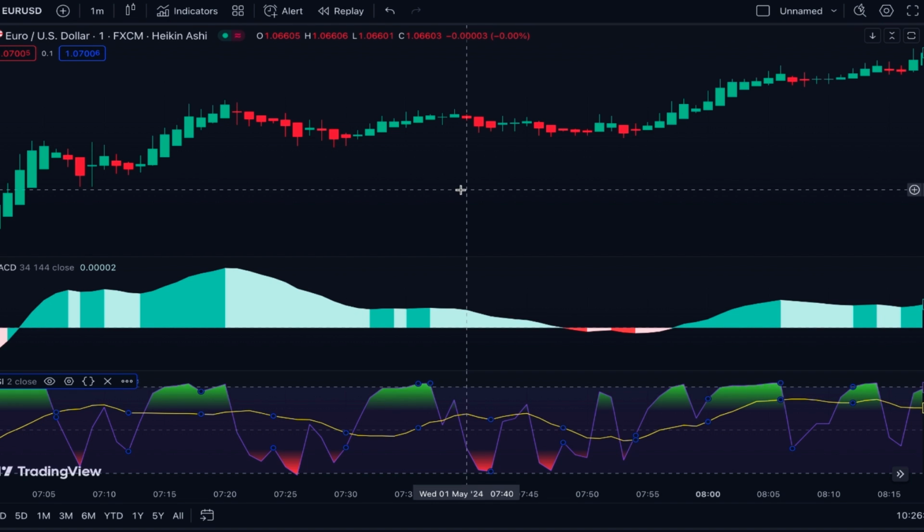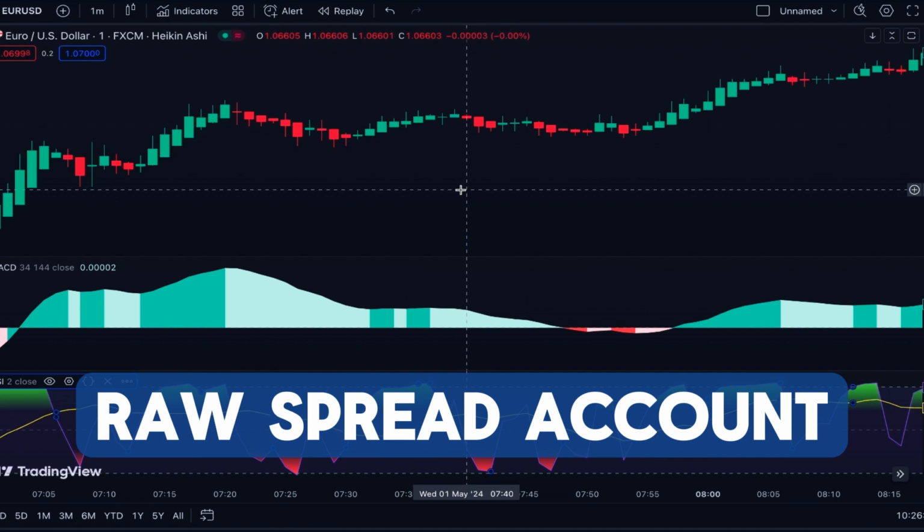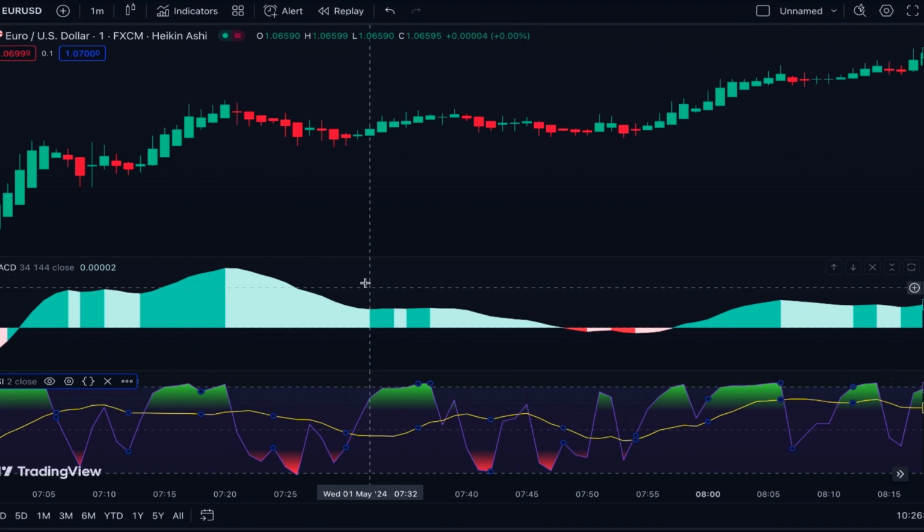For example, in Forex market, only major pairs, especially euro to US dollar, or in crypto market, Bitcoin to USDT, because we don't want to experience any unreal price gap or large spread between bid and ask prices that can damage our trade entry, stop loss, and profit. And also for scalping strategies, it's recommended to have a raw spread account if it is possible for you. Alright, let's see how we trade based on this strategy.